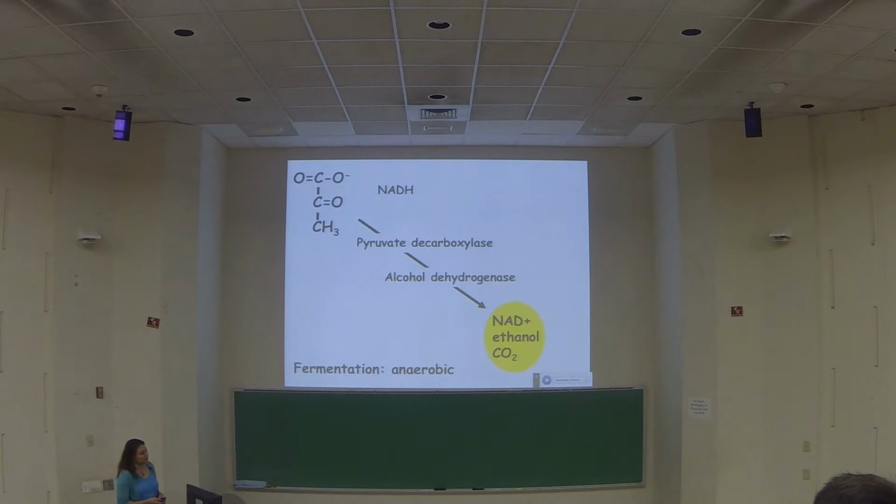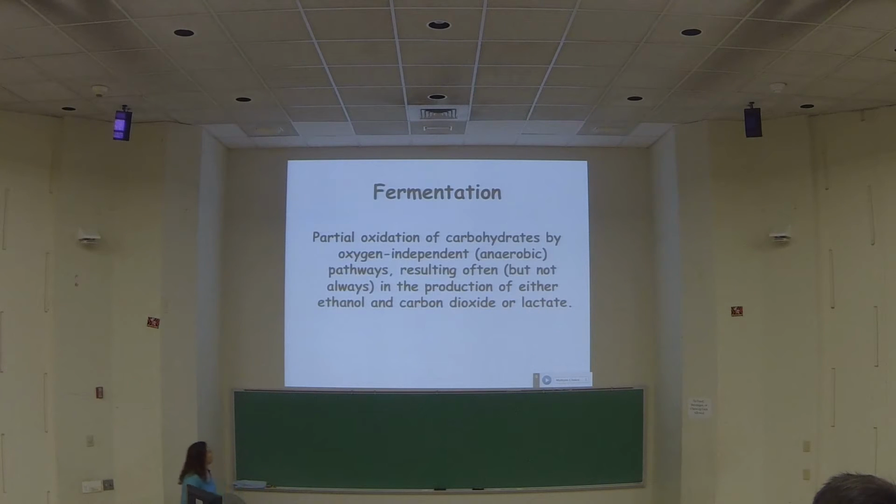All right, so we start in this case with pyruvate and NADH, a two-step process. Enzymes involved: pyruvate decarboxylase strips off the carbon dioxide. Alcohol dehydrogenase takes that electron and hydrogen from the NADH to produce NAD+, ethanol, and carbon dioxide. All right, so it's oxygen independent. The most common ways are the production of either ethanol and carbon dioxide or lactate.